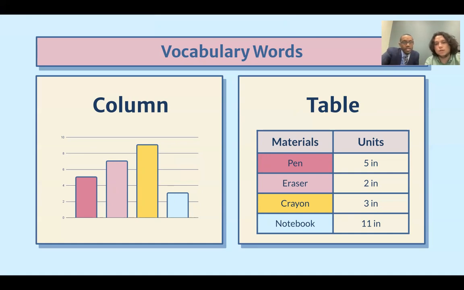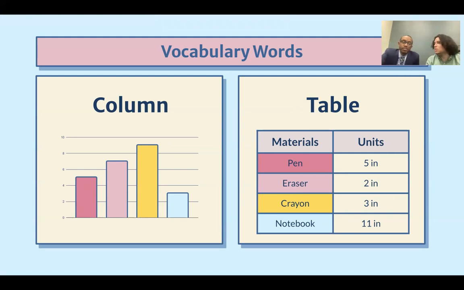So on the orange or yellow one right here, what do you think that one's going to stand for? What number does it look like it goes up to? 9. Perfect. So that column's going to be worth 9. And how about this pink one? Light pink. 7. Perfect.